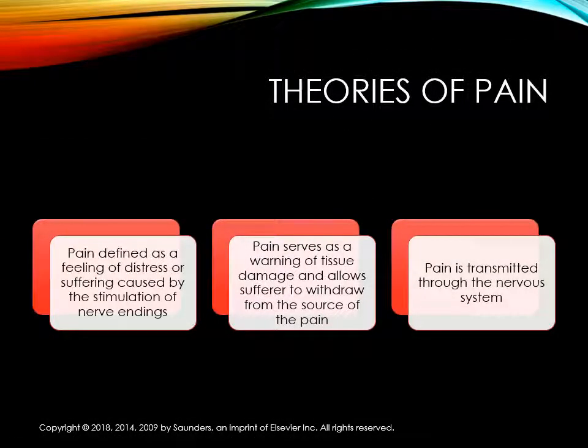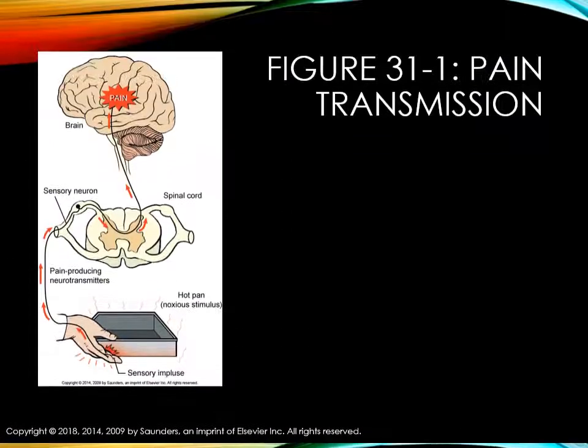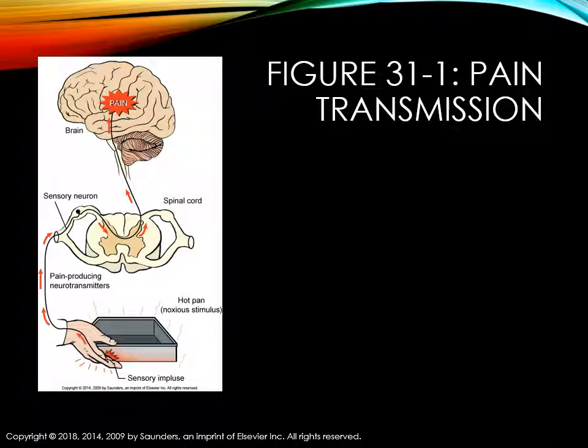So what are some theories of pain? Pain is defined as a feeling of discomfort, distress, or suffering caused by the stimulation of nerve endings. Acute pain is often a warning of potential or actual tissue damage. It allows the sufferer to withdraw from the source or to seek help in relieving symptoms. Pain is transmitted to the brain through the nervous system. Figure 31-1 shows you pain transmission. This can be found in your textbook on page 595.